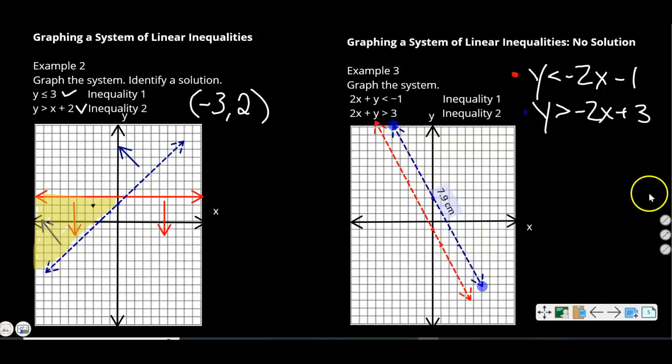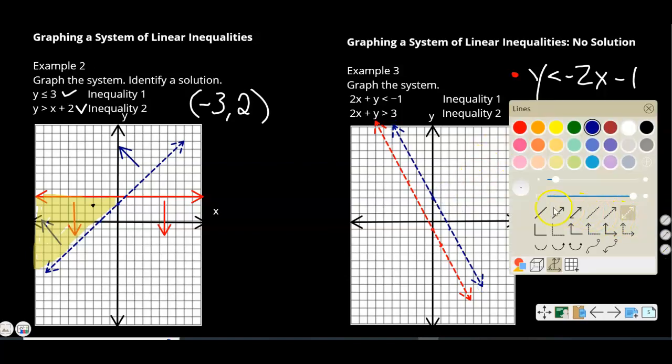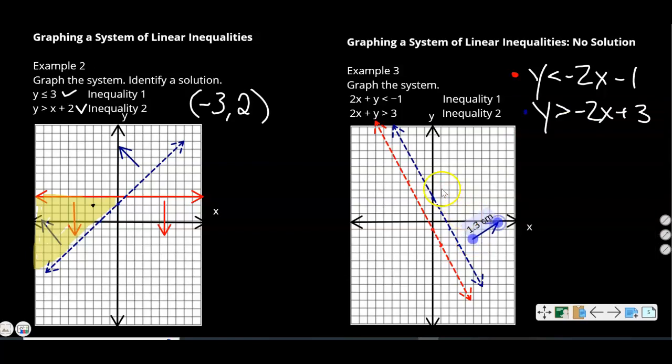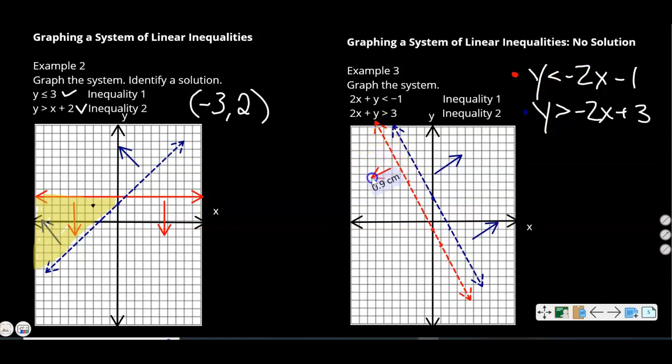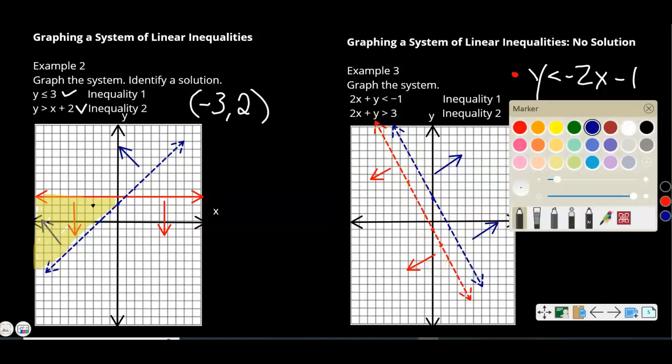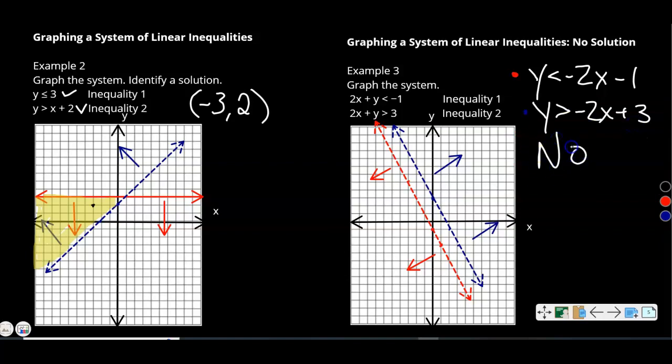All right, now which way do I need to shade it? This one is y greater than. So I'm going to have greater than everything on the blue line. And for the red line, this is y less than. Less than would be going this direction. And the solution to the system would be everything that overlaps. So this one would have no solution, because there's no intersection for any of the points.